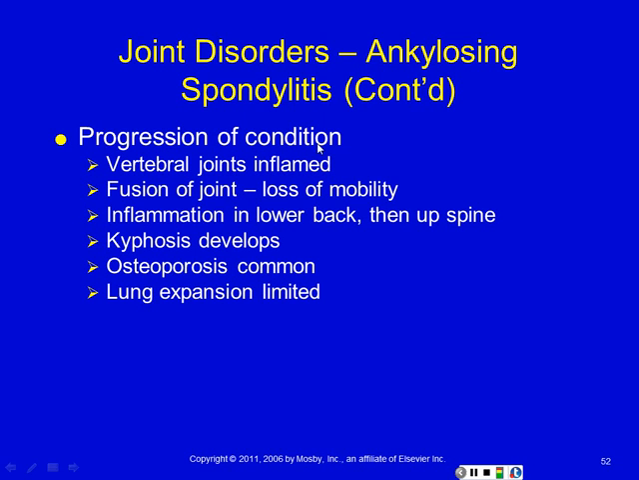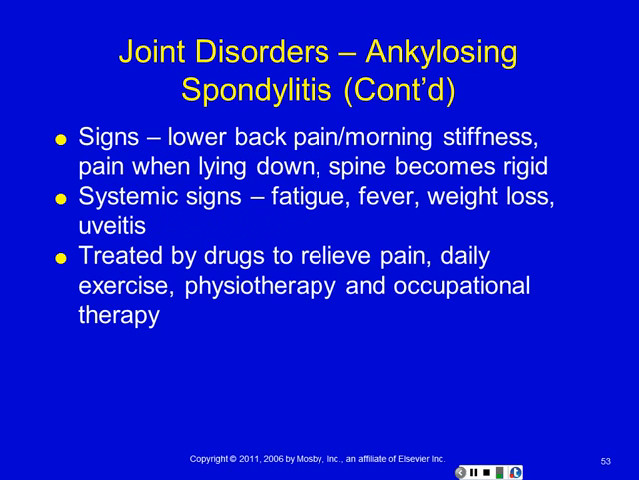The vertebral joints get inflamed. Eventually they fuse, so you lose mobility. You get lots of inflammation in the lower back, and then it starts to move up the spine. Eventually, when it proceeds high up into the thorax, your lung expansion is limited because the ribs can't move up and out like they're supposed to when you take a breath in.